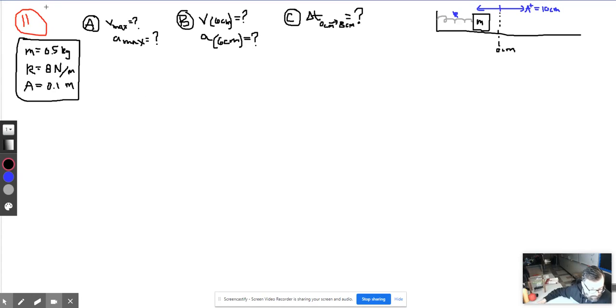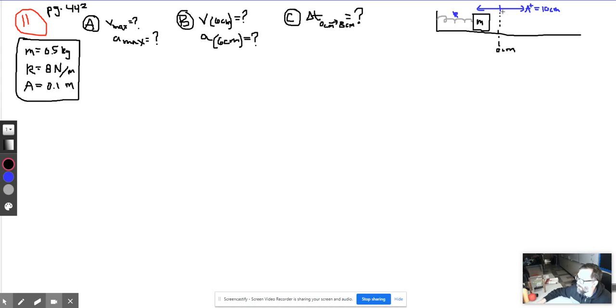Right, so this is problem number 11 on page 442. Basically, it says we got a spring mass system. Here's the statistics about what we got. We got mass of 0.5 kilogram, 8 newtons per meter spring, and the amplitude is 10 centimeters.